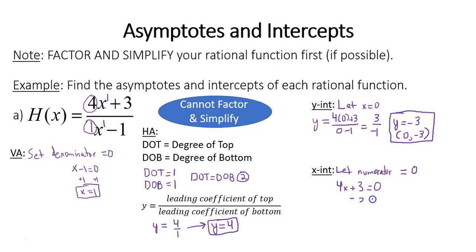Take away 3 from both sides. And lastly, we will divide both sides by 4. So x is going to be negative 3/4. That's the x-intercept: negative 3 over 4, comma 0. So we found all the information we need.